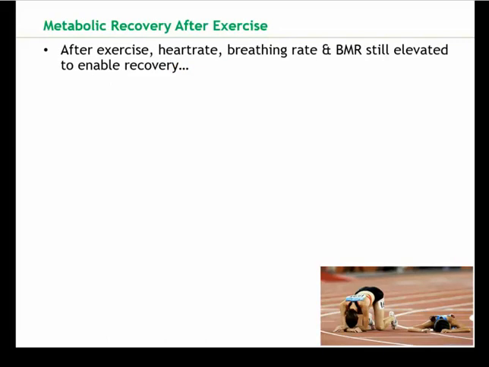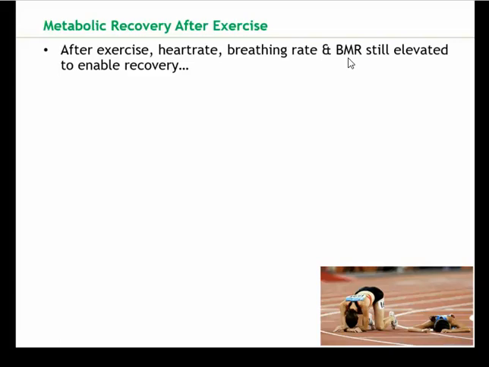Now let's talk about post-exercise. Once we get done with our exercise, what happens? You probably know this if you exercise regularly: even when you've stopped your workout, your heart rate is still elevated. You're still breathing heavy. You may even be breathing heavier than you were during your actual workout. And then BMR, that's basal metabolic rate, how much energy you're burning, is also still elevated, even though you're already finished.